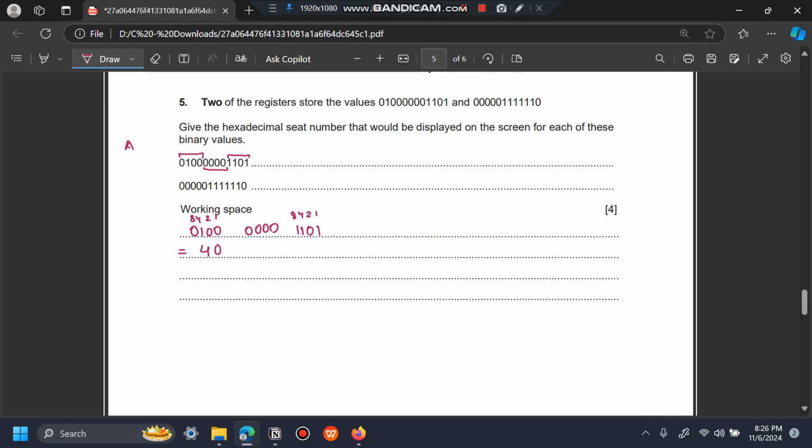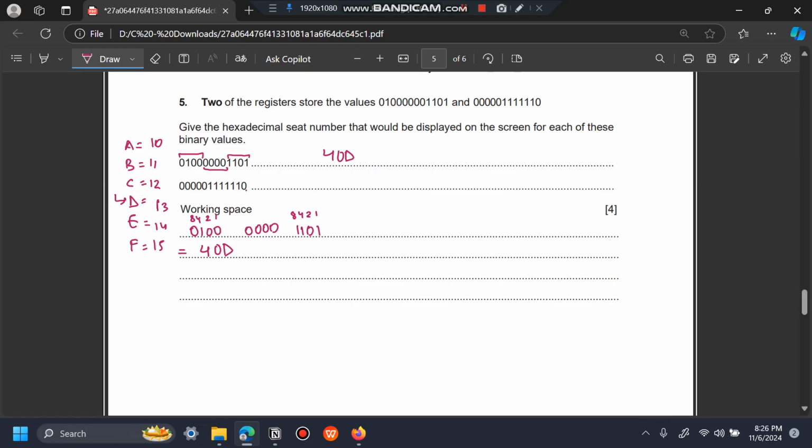We may not know what 13 is in hexadecimal. Even if the answer has come to mind, we are still going to write down all the values. So that's 10, 11, 12, 13, 14 and 15. So D is 13, so it should be 40D.